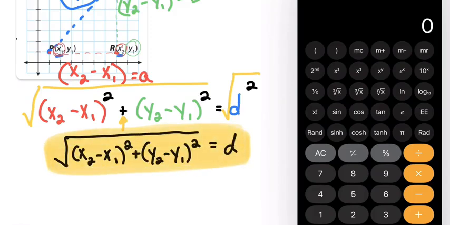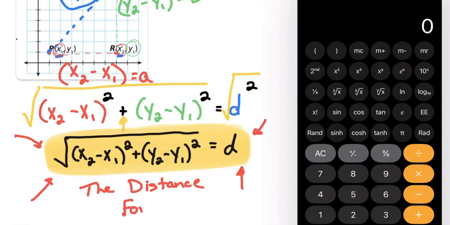So in your notes, you should write that down and highlight it for sure. Maybe put some arrows pointing at this formula. Label it the distance formula. Put some stars around it maybe. Put some stickers next to it. Put some glitter on it if you've got glitter.